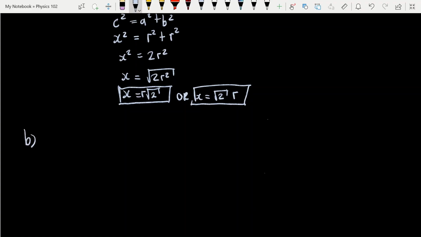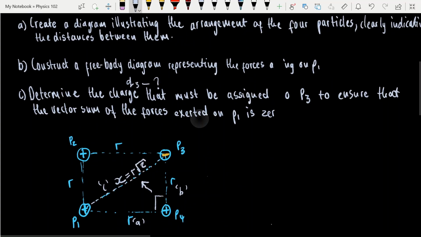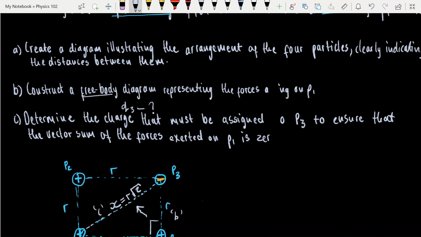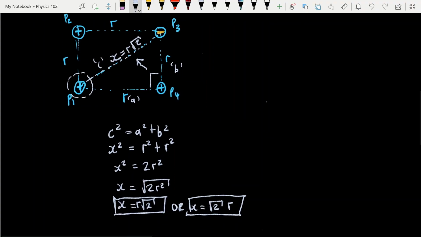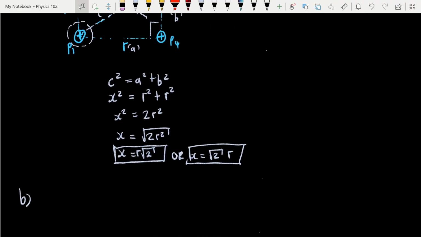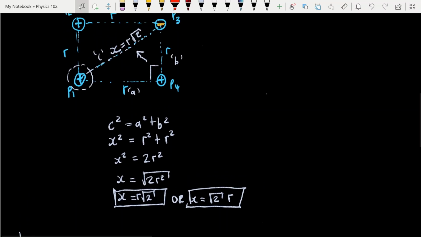I have the situation. Part B: construct a free body diagram representing the forces acting on P1. So what is our particle of interest, class? P1. Our particle of interest is P1, so I'm going to circle it like that. Now, what did they say? Draw the free body diagram showing the forces acting on P1.